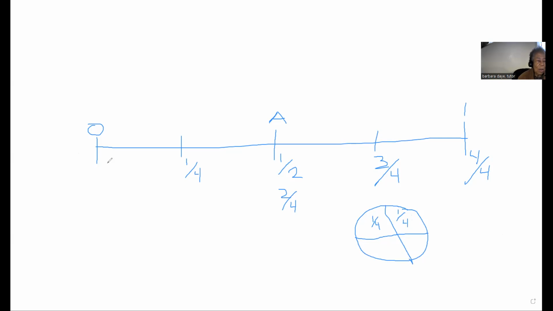Sometimes on a number line, you're not given all of the values, but you can figure them out. Even if I didn't tell you this was 1/4, you could figure it out if I tell you this is a half, because half of my half is a quarter, 1/4. Got it?